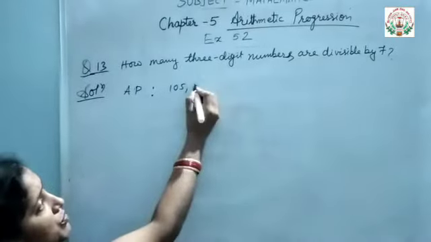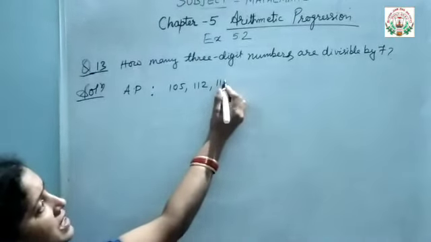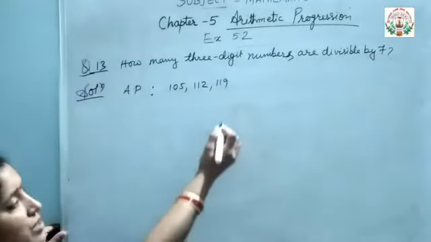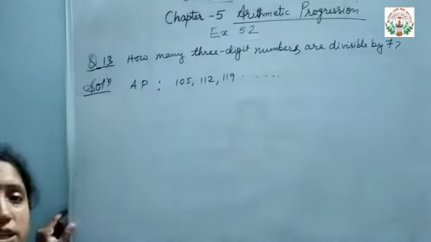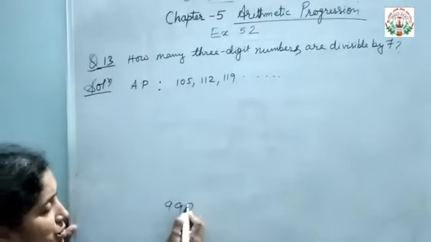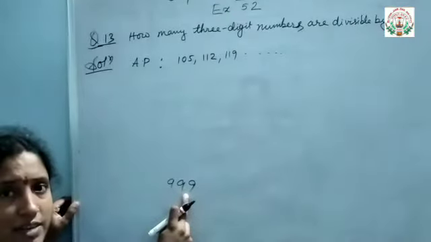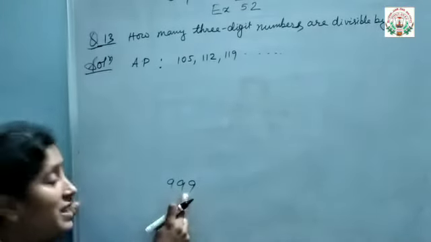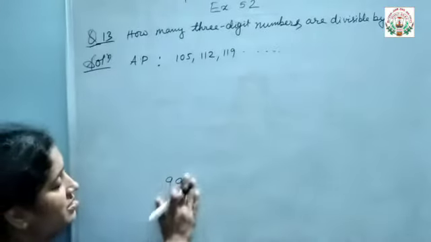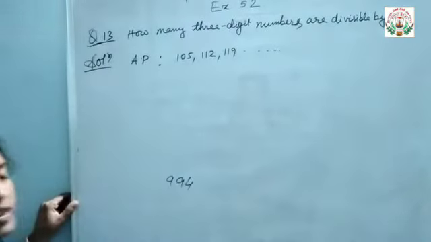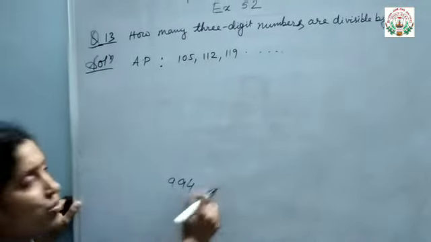After that, next will be 112. Then next will be 119. So on until the last one. How will you check the last one? The last 3-digit number is 999, but you know that it is not divisible by 7. So which number less than this is divisible by 7? That is 994.